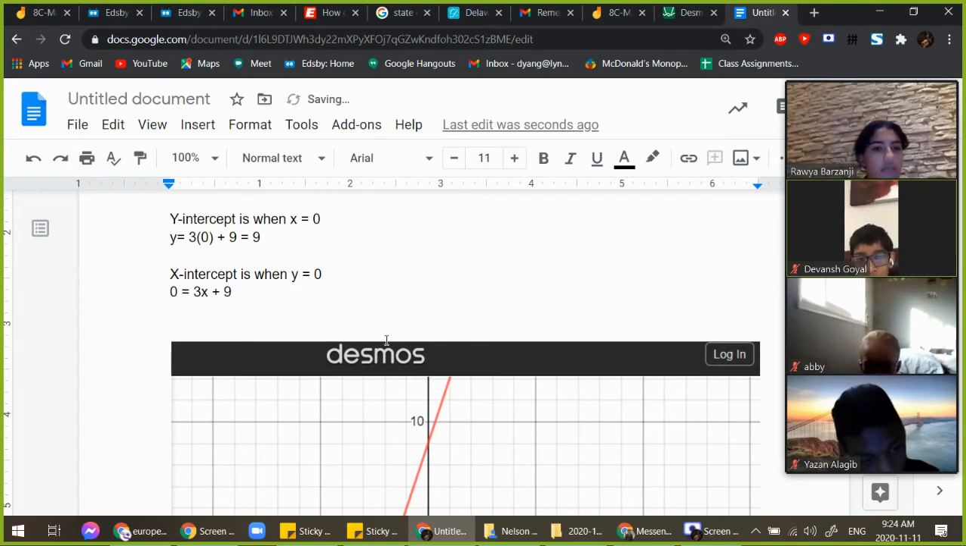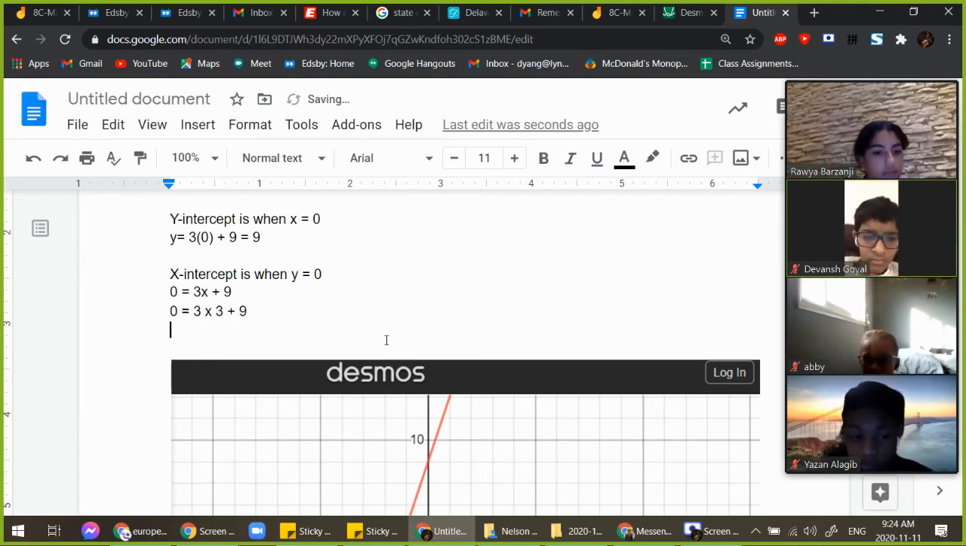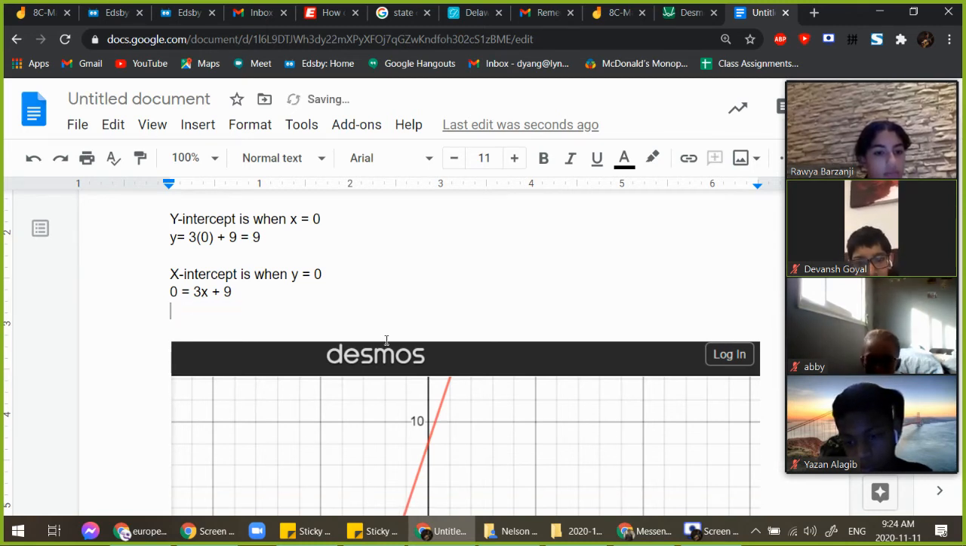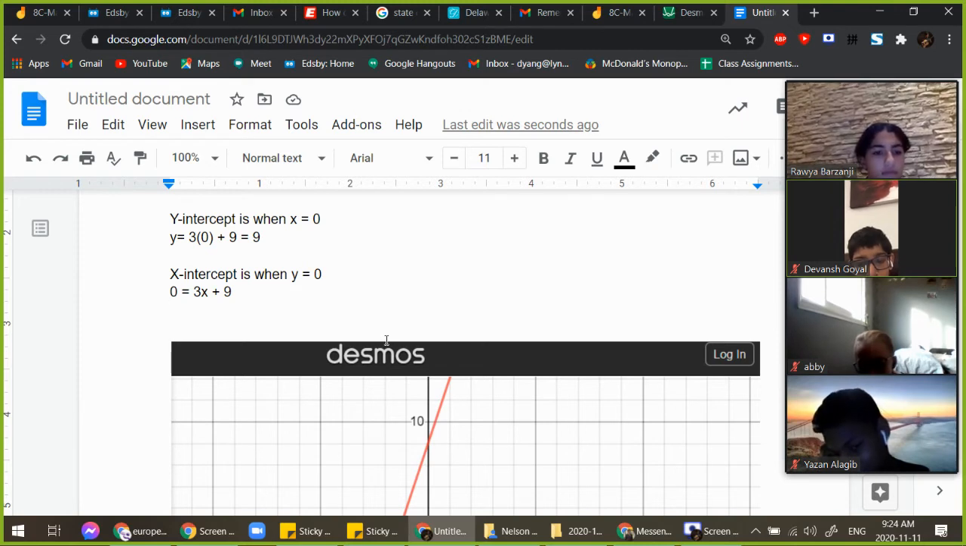X is 3. If x is 3, then 0 equals 3 times 3 plus 9, which is 18. Is 0 equal to 18? No. Okay, so 3 is not right. So how do you solve for x? Remember unit 1 or the review unit that we went through? How do you isolate x? How do you put x on one side?